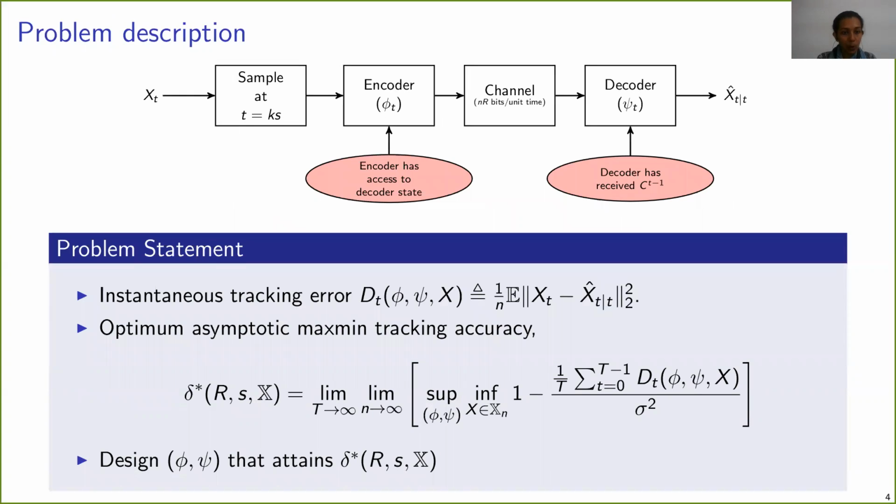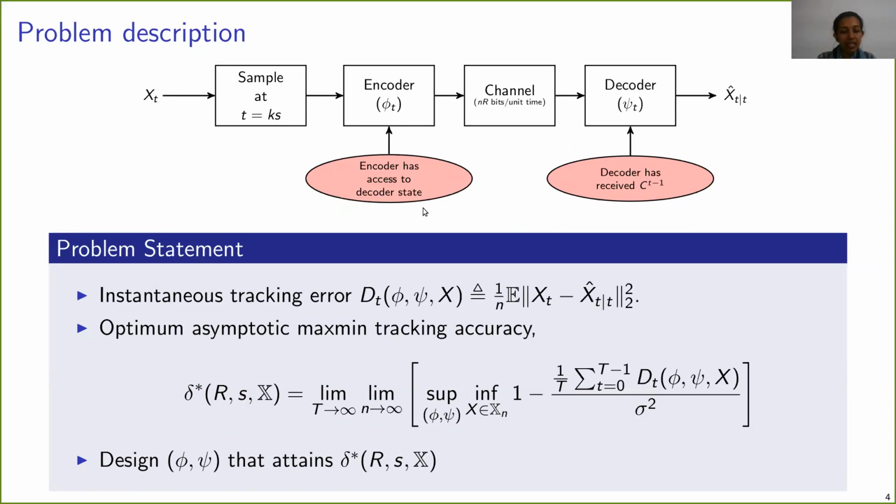Now we describe the problem. So now we have some periodic samples from an auto-regressive process of order 1 and an encoder-decoder pair that we denote by phi and psi connected via a rate-limited channel. Due to the delay in the channel, we see that at all times the decoder can access only the information sent till the previous time instant, and this communication till the previous time instant we denote by Ct minus 1. Also, as the channel is error-free, we can assume that the encoder always has access to the decoder state.